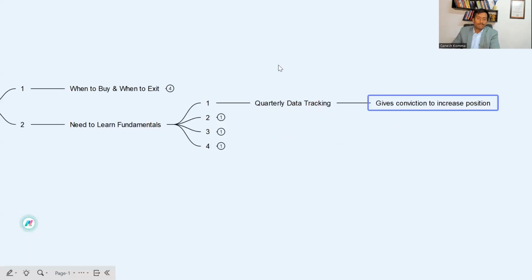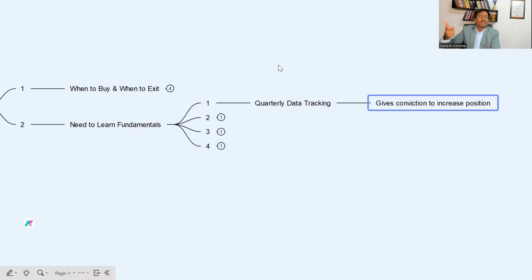to increase position. Sir, yes, I'm already in a company, I've made 40% returns, and the stock is still going up. Fundamentally, quarterly data was wonderful. So that's more conviction for you to add more. Sir, I'm already having it.